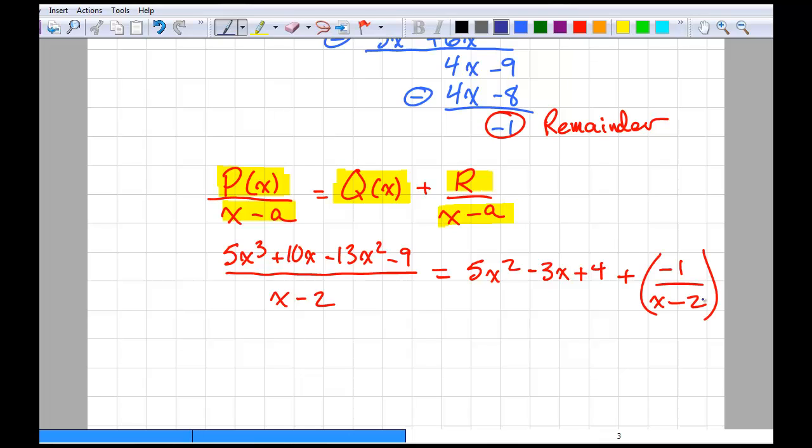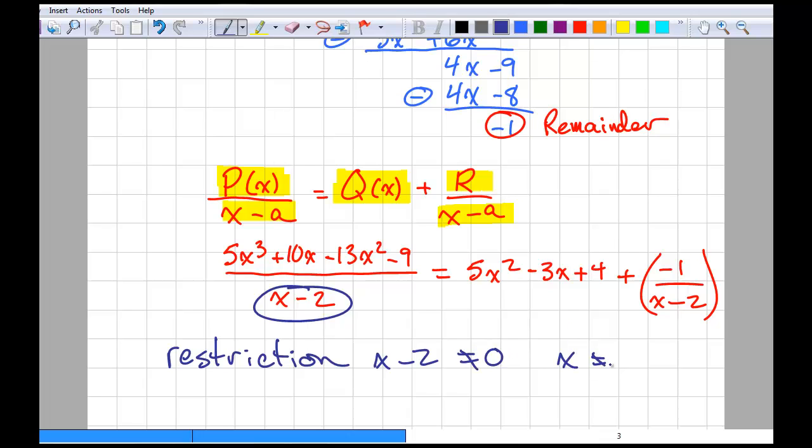Now because we're talking about a division, there are some possible restrictions here. And it's important that our divisor not be equal to 0. So the restriction on this, and we've talked about restrictions before, the restriction is that x minus 2 cannot equal 0. And that means that x cannot equal 2. So as long as x is not equal to 2, then we're fine.